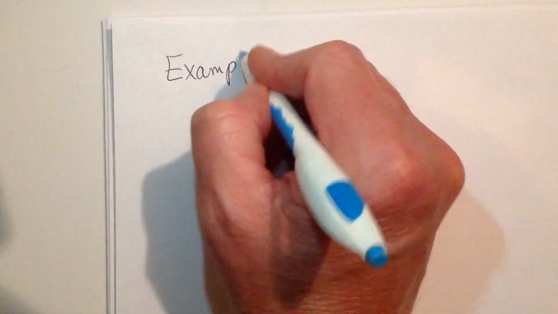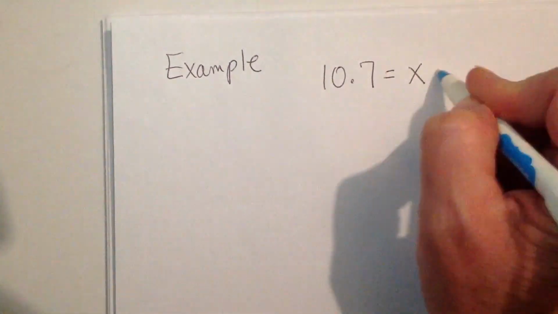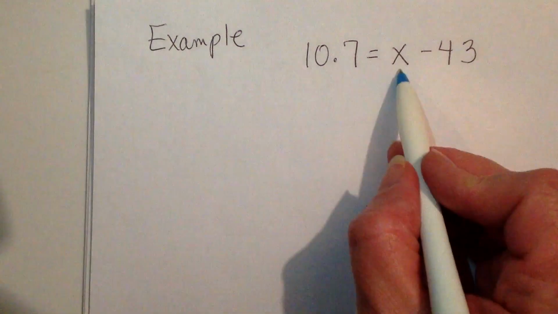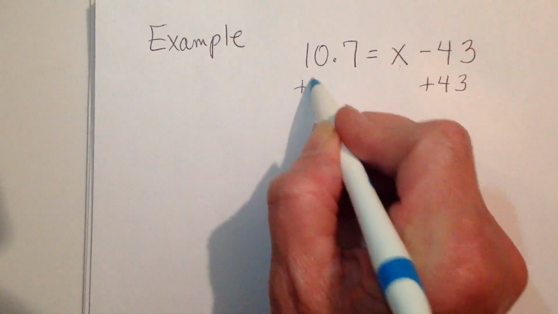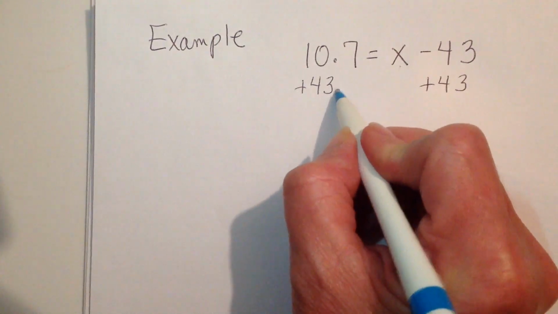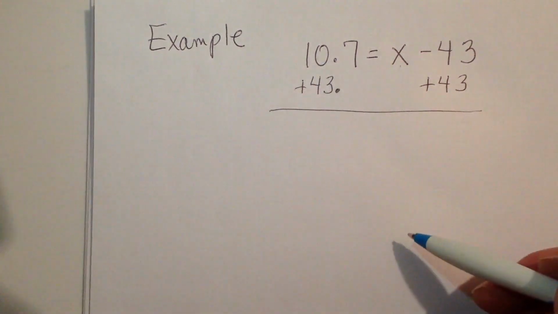Now, I'm also going to work this same example, but I'm going to work it by keeping the decimal. We can work this problem by keeping the decimal. To solve this problem, we want to get x on one side by itself, so let's add 43 to both sides. Now remember, 43 has a decimal. It's behind the 3. Remember, when you're adding decimals, you line up the decimals.